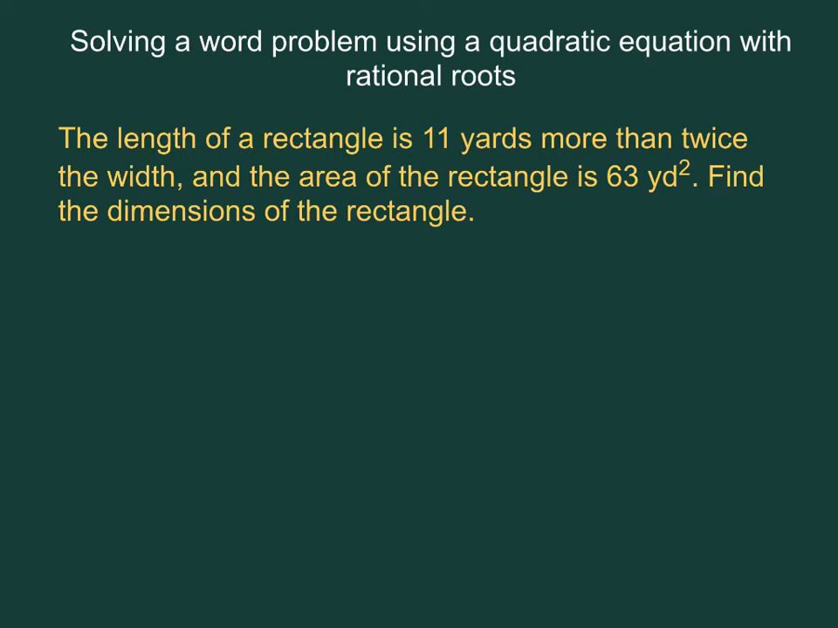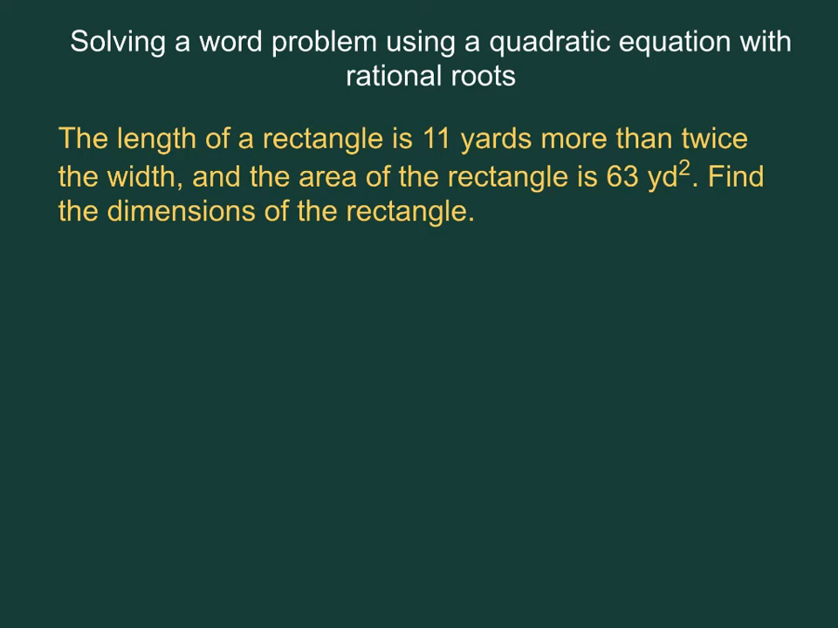The word problem is: the length of a rectangle is 11 yards more than twice the width, and the area of the rectangle is 63 yards squared. We want to find the dimensions of the rectangle. So we're going to take this stage by stage, and this is how you typically want to work through a word problem: you want to break it up into segments.